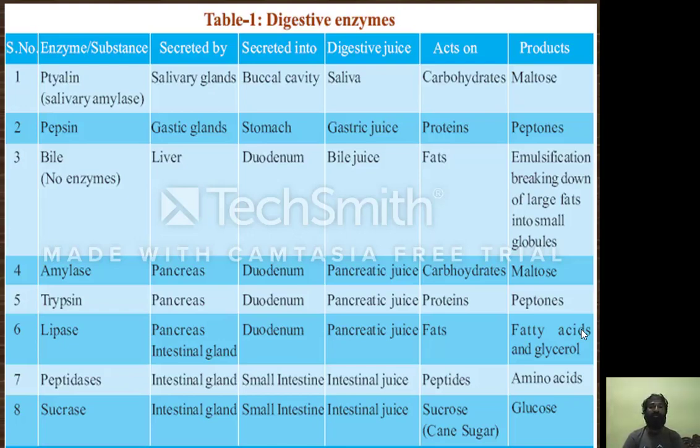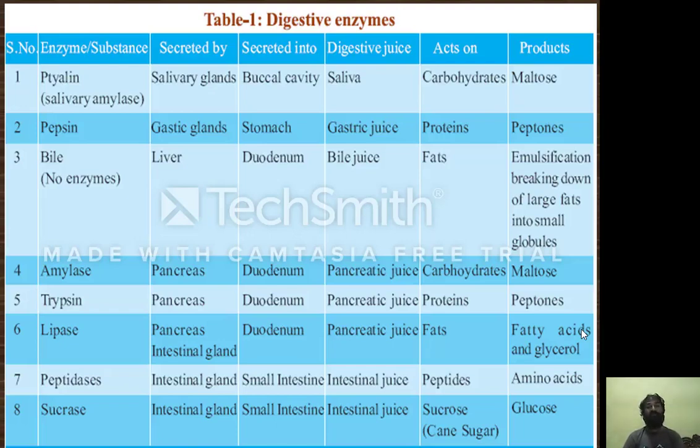This small intestine contains the intestinal glands, and these intestinal glands release the intestinal juices, which mainly contain two enzymes: peptidases and sucrases. These peptidases and sucrases are collectively called succus entericus. So the intestinal juice is also called succus entericus, and it contains two enzymes: one is peptidases and the second is sucrases.